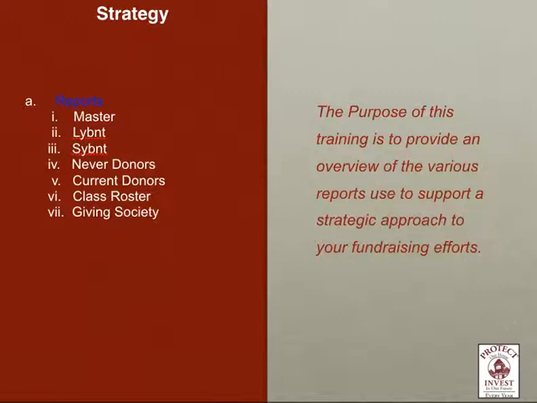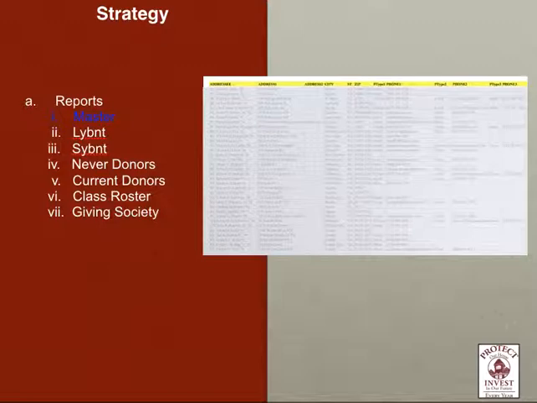The reports are going to be updated regularly to ensure that they reflect the most accurate information that we have available. Now keep in mind, these reports contain your class members' personal information and should not be shared with anyone who is not on your committee and has not signed our confidentiality agreement. So with that said, let's get started.